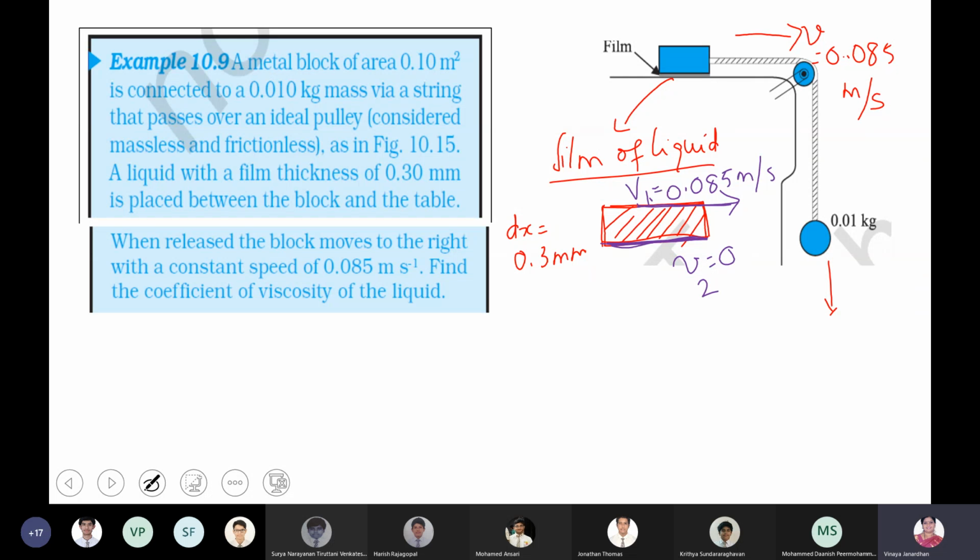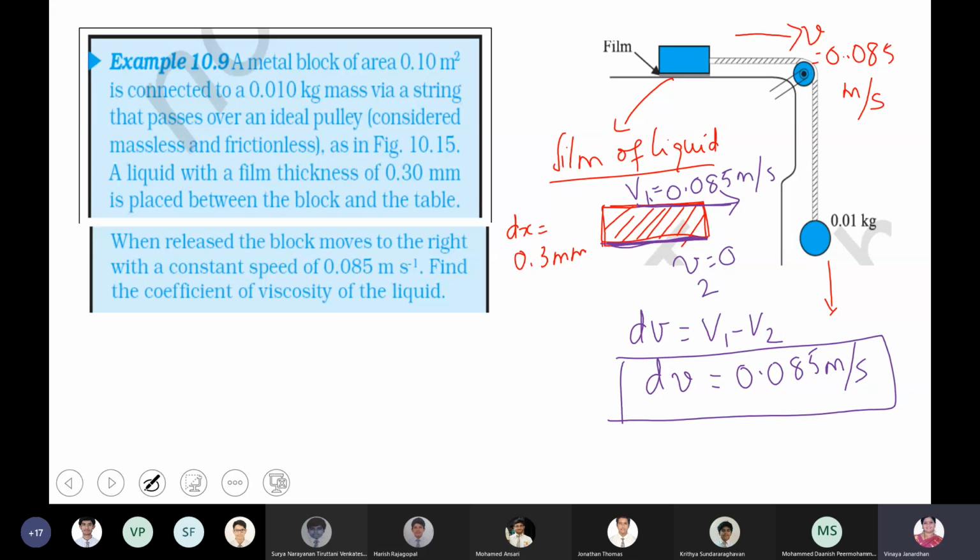Is that clear? 11B, if you don't answer, what should I consider? Okay, what is the difference in velocity? V1 minus V2. The difference in velocity is dV, that is 0.085 meter per second.